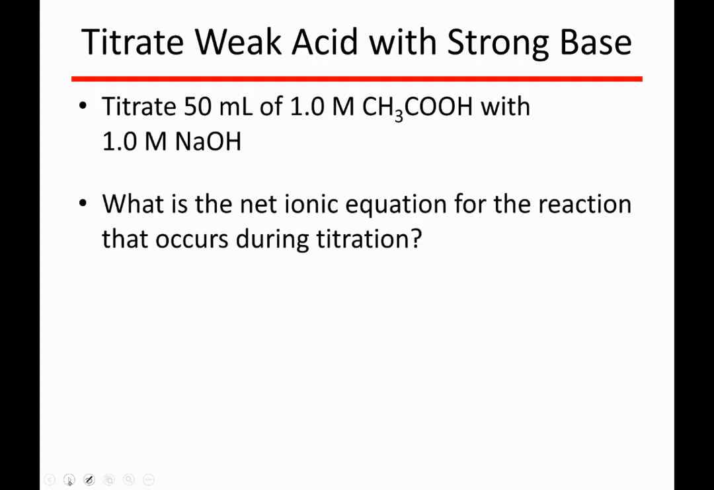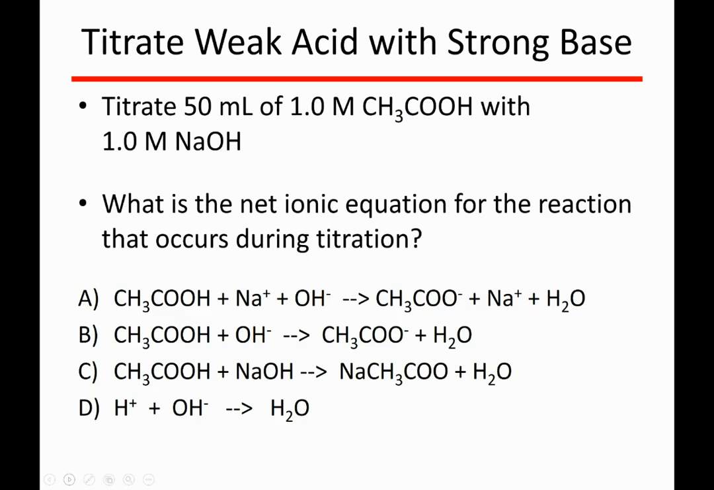Now, I want you to think about what the net ionic equation will be for the chemical reaction that occurs during the titration as you add the sodium hydroxide. Here are some options for potential net ionic equations, and think over what the equation would be and put in your answer.